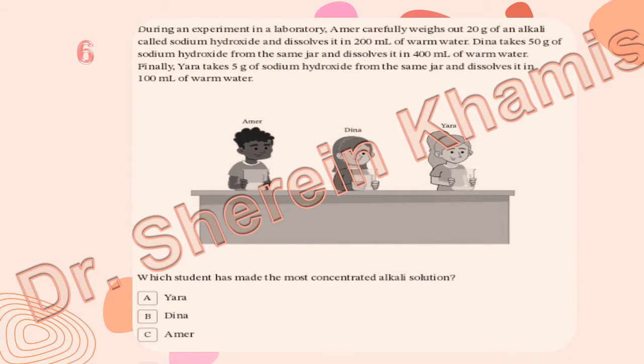Question 6 says: during an experiment in the laboratory, Amir carefully weighed out 20 grams of an alkali called sodium hydroxide and dissolved it in 200 milliliters of warm water. Dina takes 50 grams of sodium hydroxide from the same jar and dissolves it in 400 milliliters of warm water. Finally, Yara takes 5 grams of sodium hydroxide from the same jar and dissolves it in 100 milliliters of warm water. Which student has made the most concentrated alkali solution?